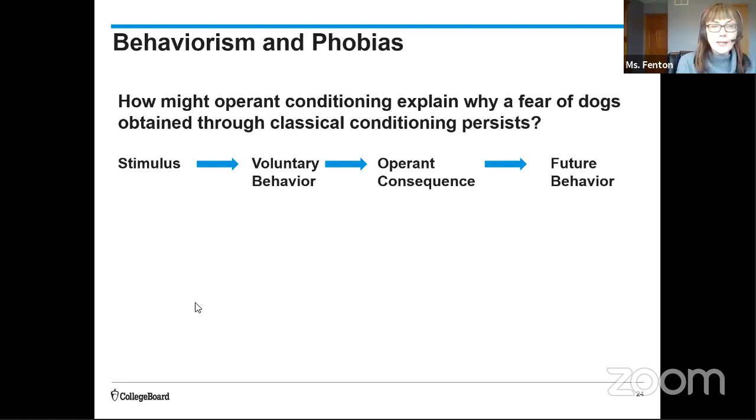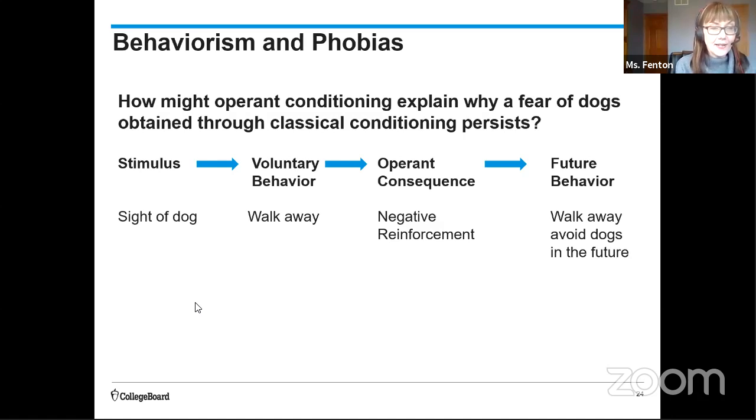So anytime a behavior is reinforced, whether it's positive or negative, that behavior will increase in the future. If the operant consequence is a punishment of either kind, that behavior will decrease in the future. If there's no change in future behavior, then you don't have learning. So if you have an individual with a classically conditioned fear of dogs, that might actually continue and persist and not become extinct, because when they see a dog, here's your voluntary behavior, walk away. So the sight of the dog is causing anxiety. They walk away, and the consequence is a negative reinforcement, the removal of that anxiety. So in the future, when they see a dog, they're going to walk away. So they're never going to address that phobia.